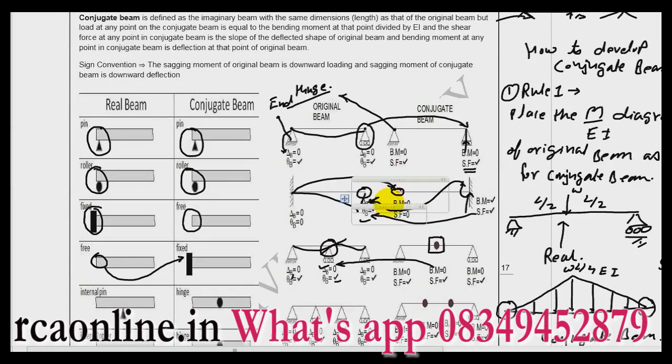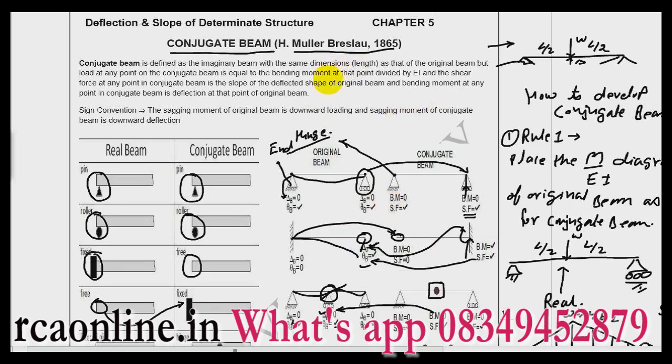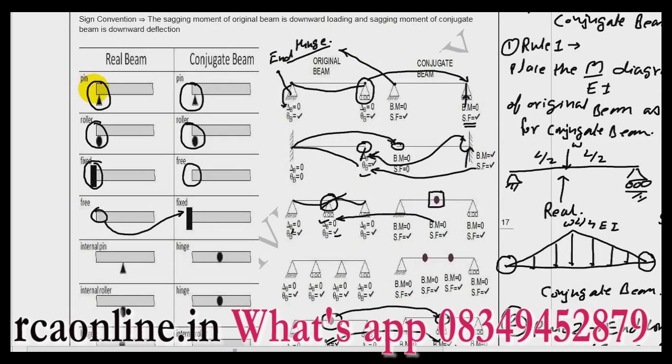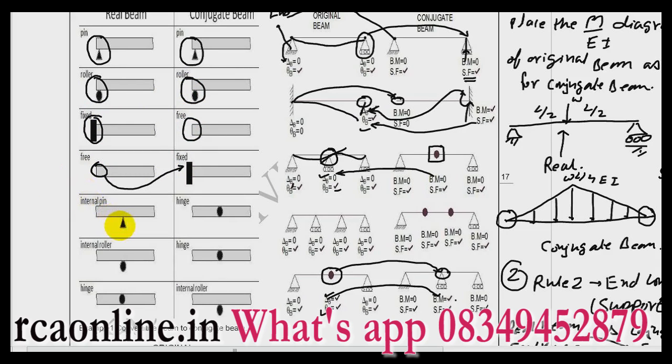So I repeat what we learned for conjugate beam. First thing is that it is an imaginary beam. Second thing is that the loading on the conjugate beam is the M over EI diagram of the real beam. And third, we learned that an end hinge is converted to an end hinge in the conjugate beam. End roller is converted to end roller in the conjugate beam. Fixed support is converted to free support in the conjugate beam. Free support is converted to fixed support in the conjugate beam. Intermediate hinge is converted to internal hinge in the conjugate beam.